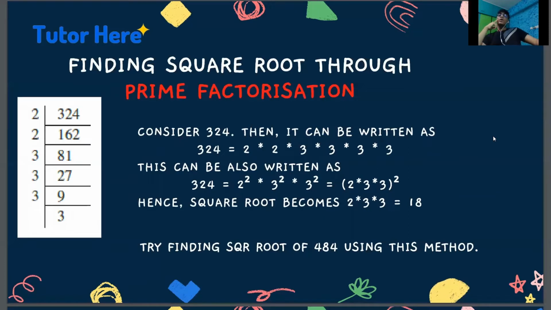So what we can do here is club the multiple values together. So 2 into 2 becomes 2 squared, 3 squared, 3 squared. Taking square common, 2 into 3 into 3 raised to 2. Hence the square root becomes 2 into 3 into 3, which is 18. Hence the square root of 324 is equal to 18. Try finding out the square root of 484 using this method.